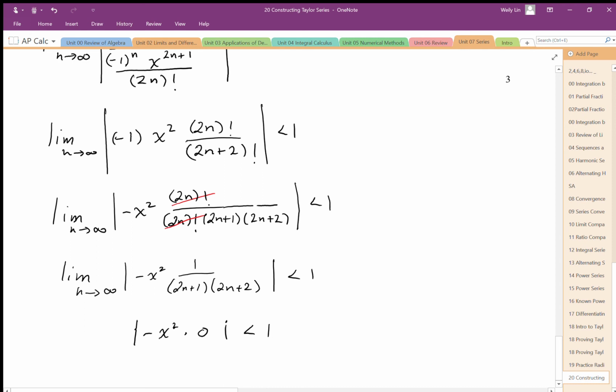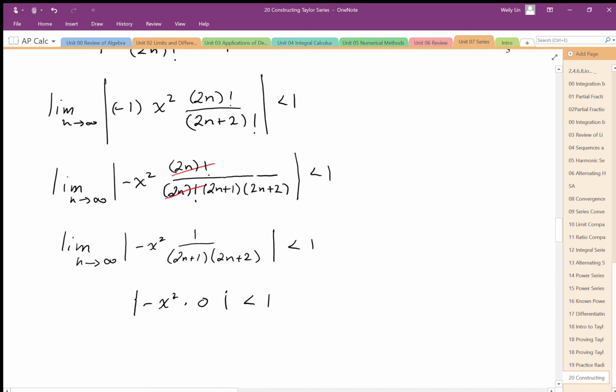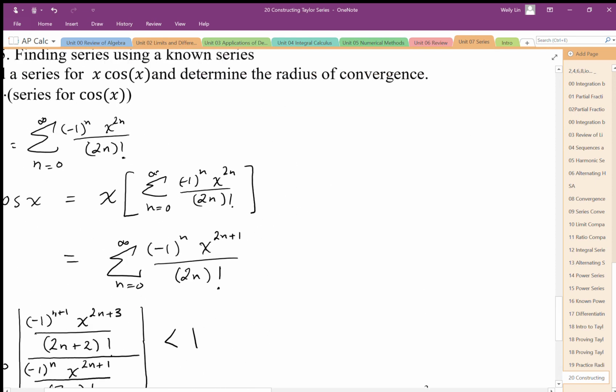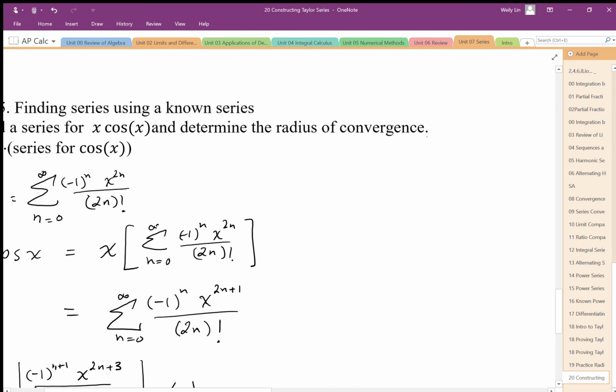Well, anything times 0 is 0. So anything I substitute for x, I'm going to end up with 0, which is less than 1. So x in this case ends up being all real numbers. The radius in this case is infinite. So my radius of convergence is infinite. I have an infinite radius of convergence. And so the domain of this function is x in the real numbers.